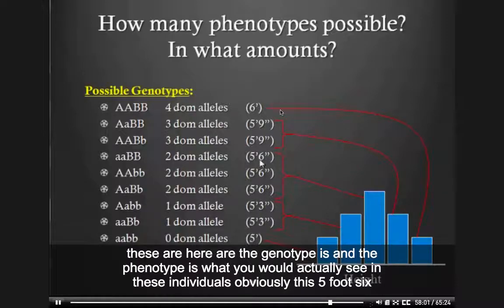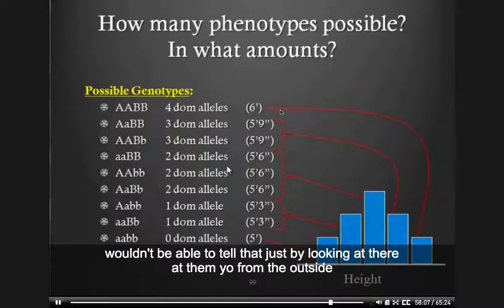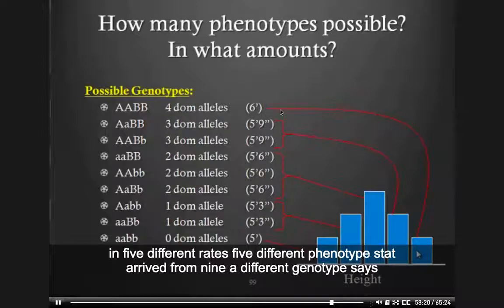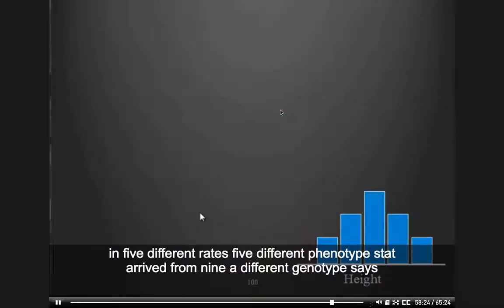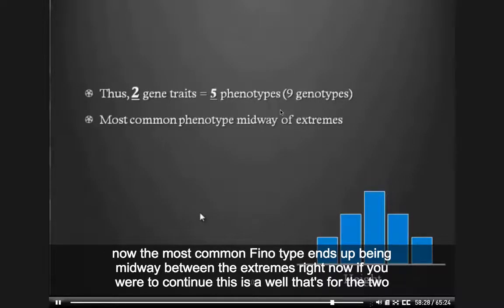Obviously, this 5'6" individual and that 5'6" individual have a slightly different genetic combination, but you wouldn't be able to tell that just by looking at them from the outside, because they'd just be 5'6", regardless of what these actually were. So the phenotype exhibits a nice bell curve in 5 different phenotypes that arrived from 9 different genotypes. Now, the most common phenotype ends up being midway between the extremes, right?